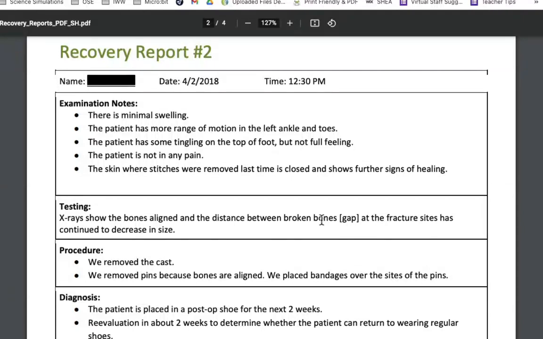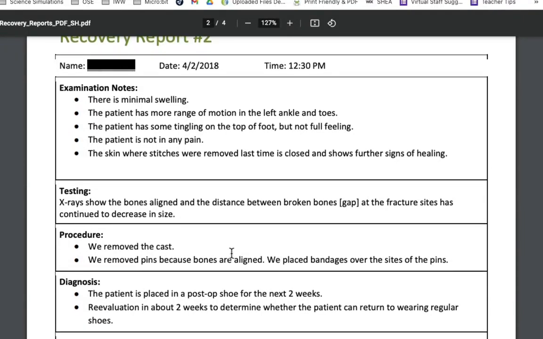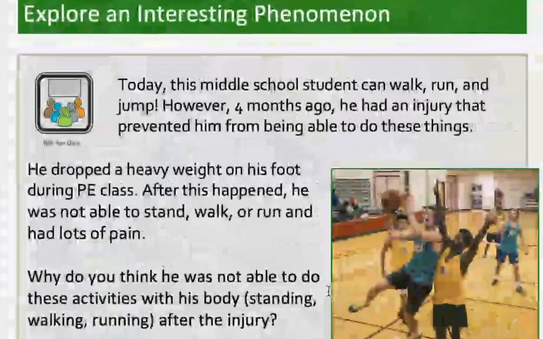The gap is still closing. They took a cast off, which is a good sign. And they have to wear a special shoe now for 2 weeks to be able to walk a little better. And then come back in 2 weeks to find out what's going on, if they can wear regular shoes again. So let's find out what things we could use here.